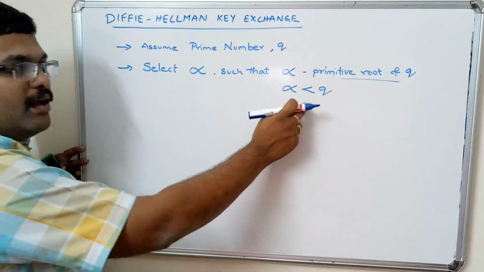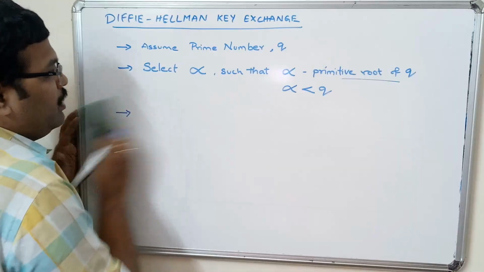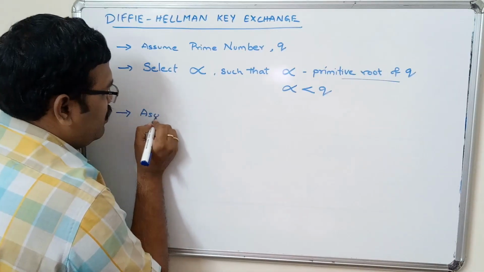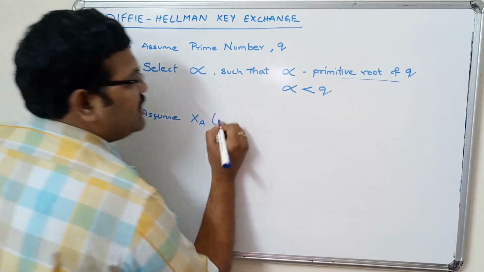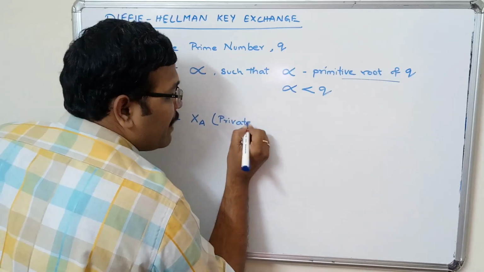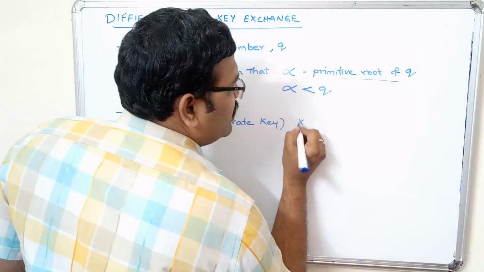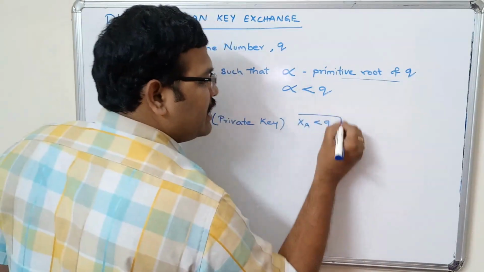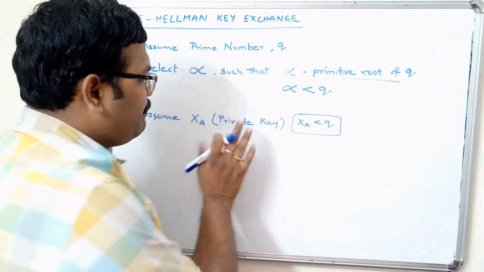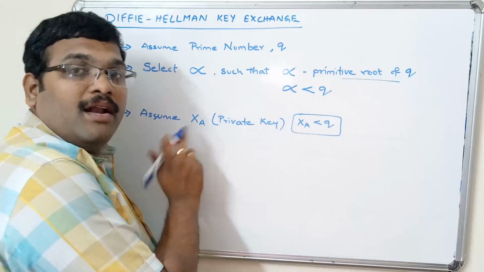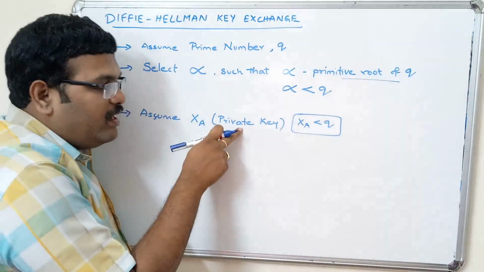Next, after selecting alpha, assume XA, which is a private key. XA should be less than q, and this is a condition. Again, we can consider any value; it is a random number, right? So it's a private key. Assume XA. Now calculate the public key. XA refers to the private key of user A.